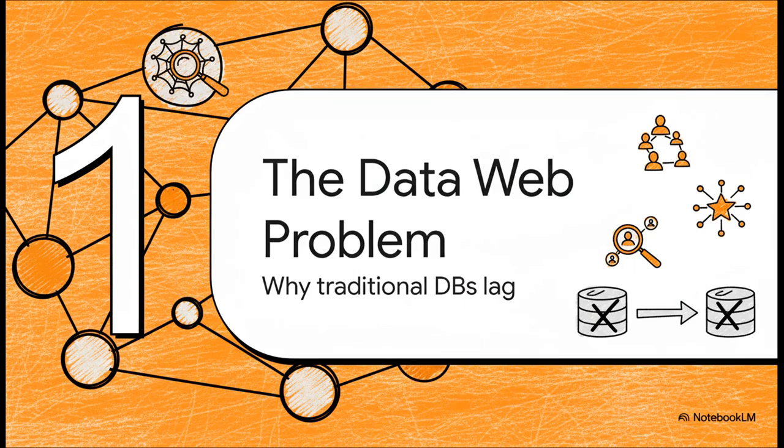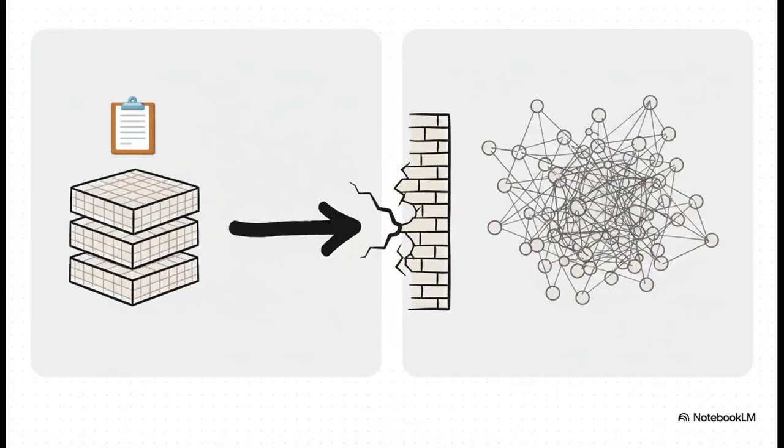All right, let's jump right into the main challenge here, the data web problem. We're talking about why the kind of databases that most of the world was built on are really starting to show their age. For decades, we've organized data in these nice, neat tables, right? Think of a spreadsheet with clean rows and columns, and that's perfect for a lot of things. But what happens when your data looks less like a neat grid and more like a tangled web of connections? That's where the old school systems just hit a brick wall.